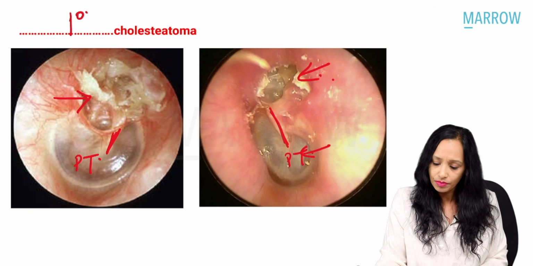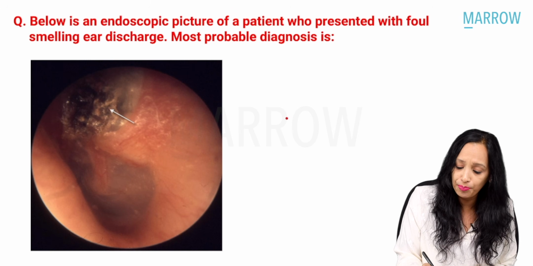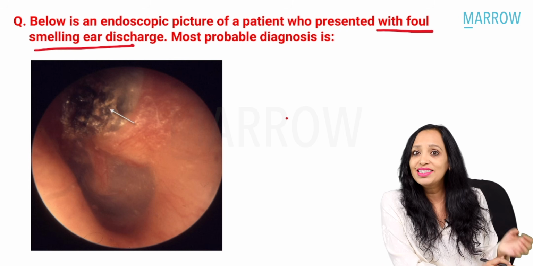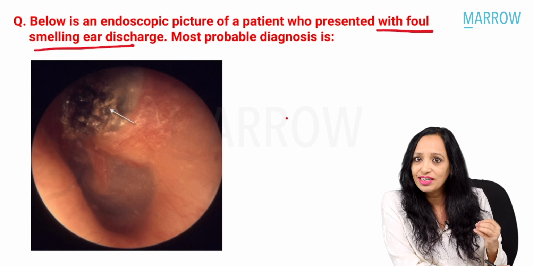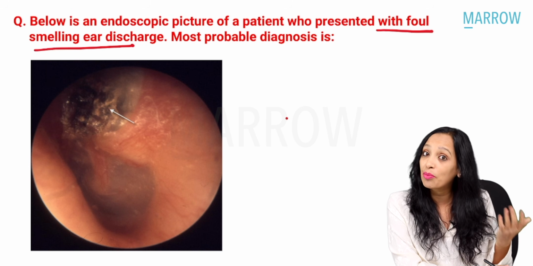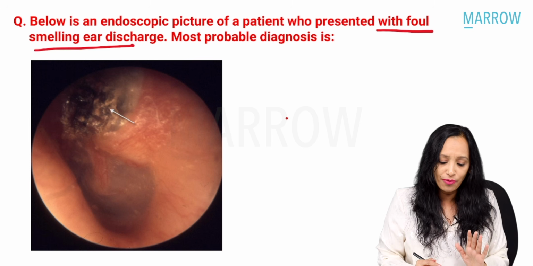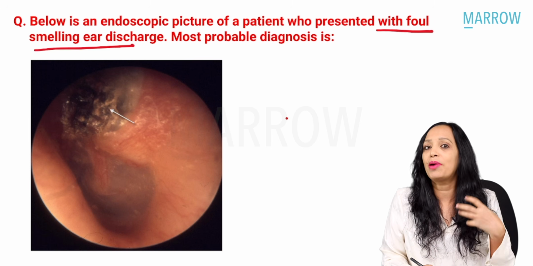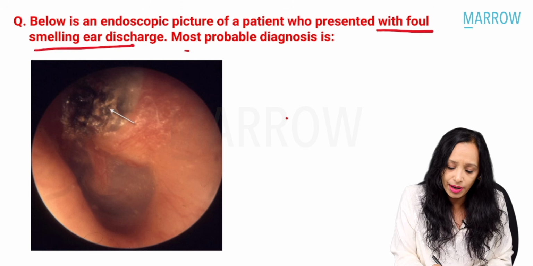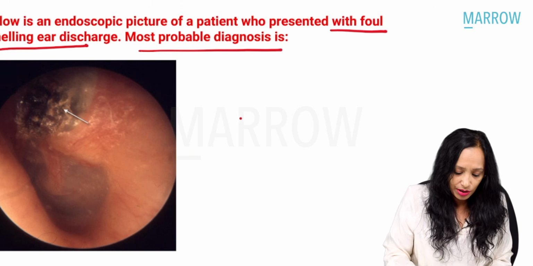Is that clear? So, see this question. Below is the endoscopic picture of a patient who presented with foul smelling ear discharge. This history tells you foul smelling ear discharge. Yes, it is squamous otitis media, which was more commonly known as unsafe otitis media. So, you know that what you have to look for. Yes, either the pars flaccida or the posterior marginal perforation. Most common, most probable diagnosis is. So, yes, see here. What are you seeing here?